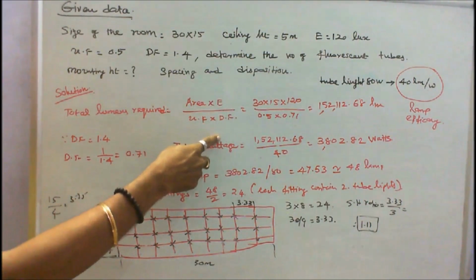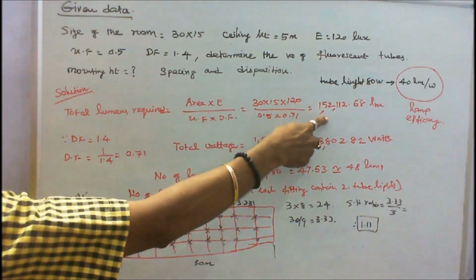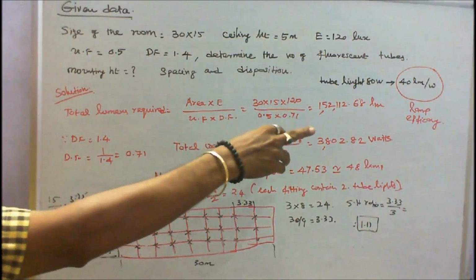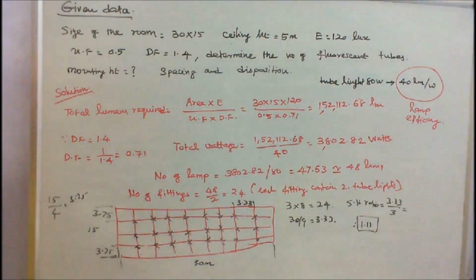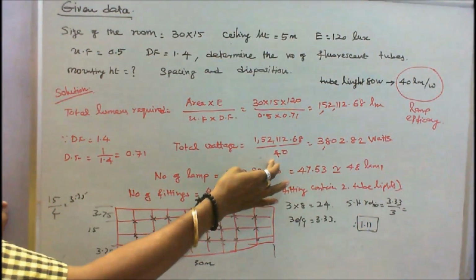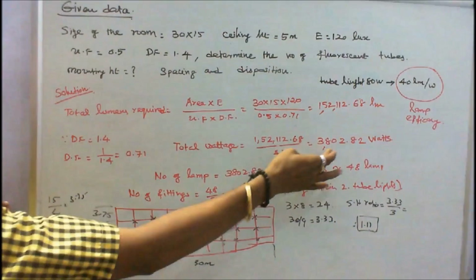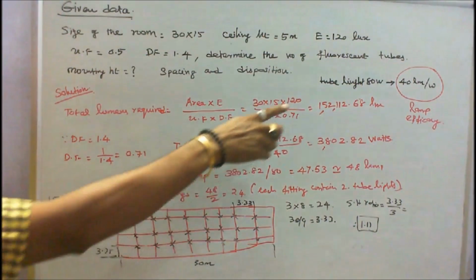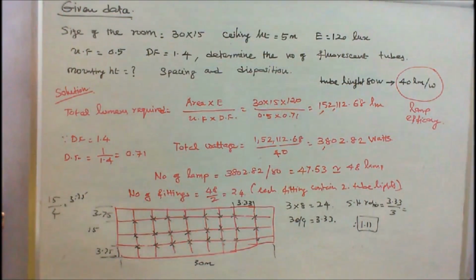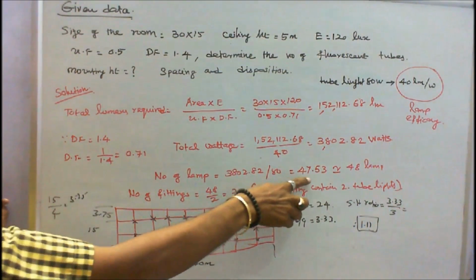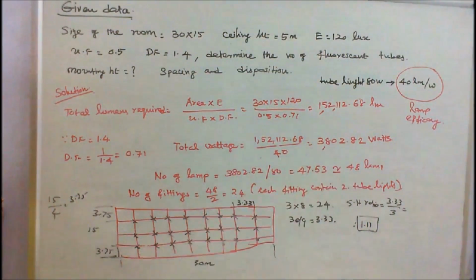Substituting all the values, we get 1,52,112.68 lumens. Lamp efficacy is given as 40 lumens per watt. So the total lumens divided by lamp efficacy 40 gives 3802.82 watts. How many lamps do we require? That is an 80 watt lamp, so 3802.82 divided by 80 is equal to 47.53. We need 48 lamps.